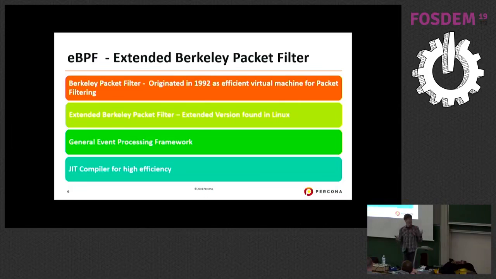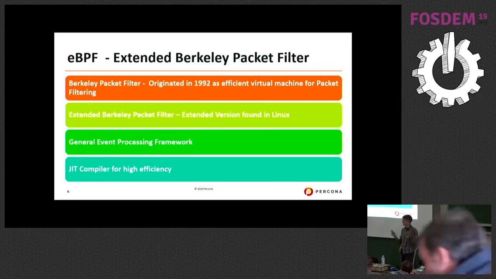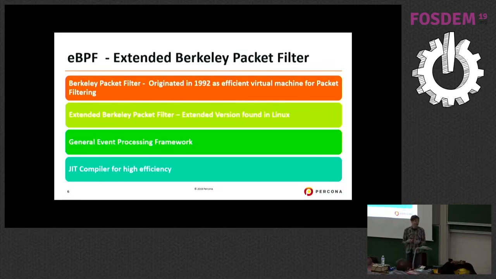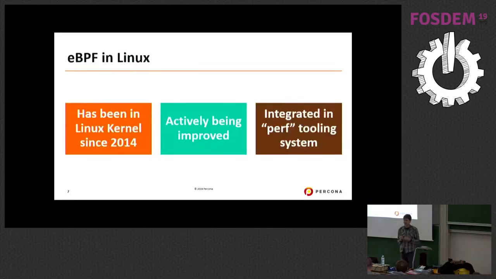So the Linux kernel has support for that virtual machine called eBPF. In general, eBPF is an event processing framework, which is used a lot for monitoring, but can also be used for other things in the network stack. In modern versions, we have the JIT compiler, which compiles those programs for higher efficiency.